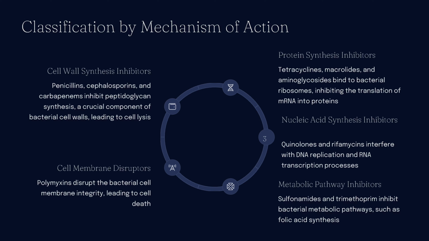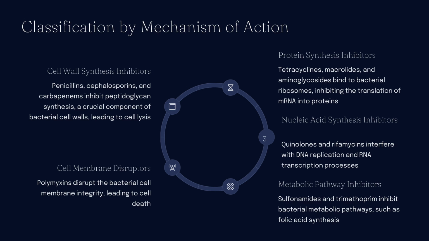Under the metabolic pathway inhibitors, sulfonamides and trimethoprim, these antibiotics inhibit bacterial metabolic pathways such as folic acid synthesis. And lastly, cell membrane disruptors include polymyxins, as these antibiotics disrupt the bacterial cell membrane, leading to cell death. We will discuss the mechanism of action in detail in the next lecture, that is the second week lecture.